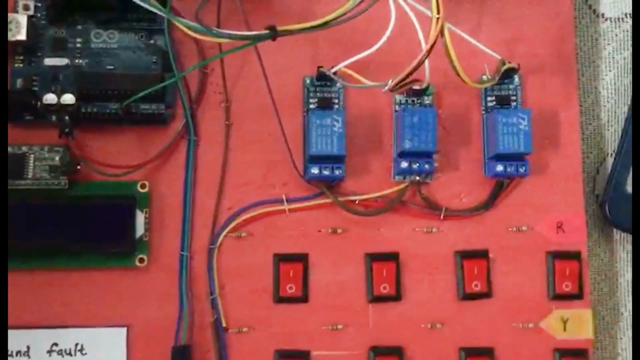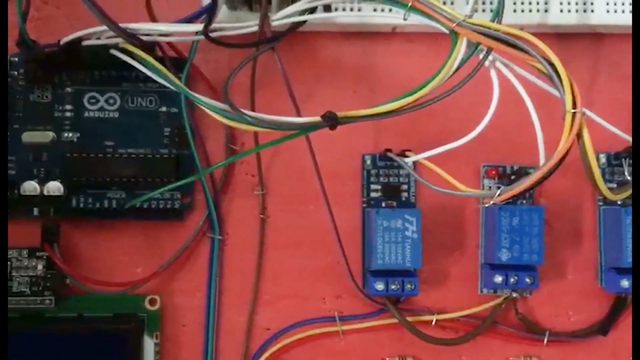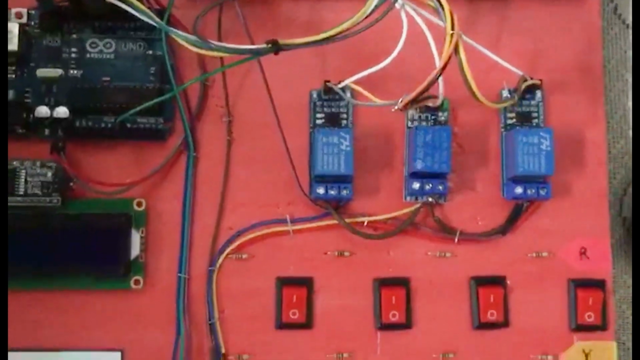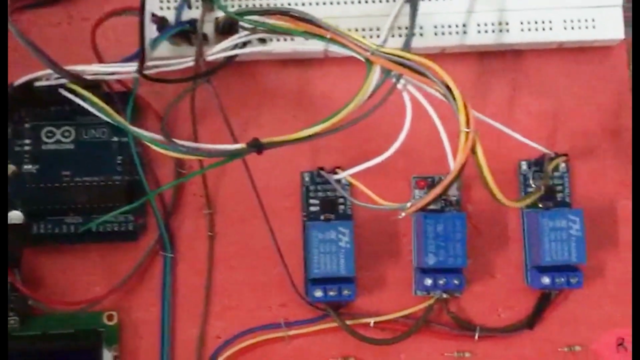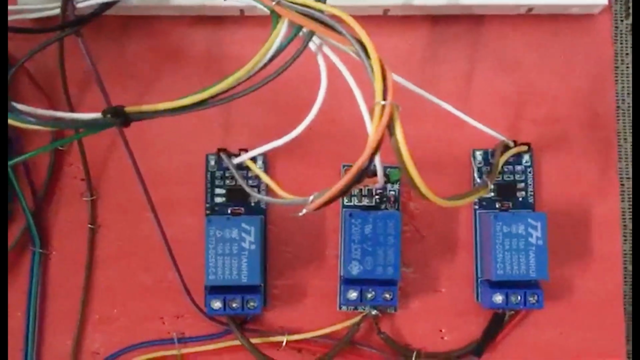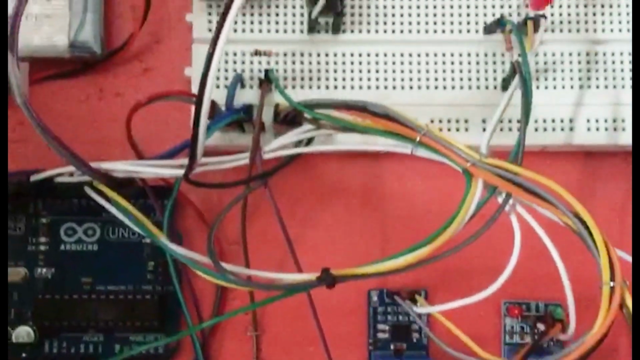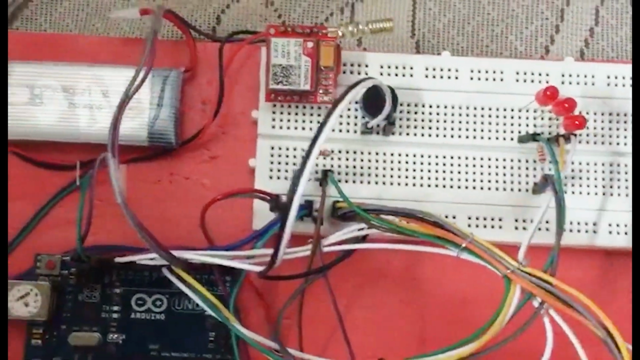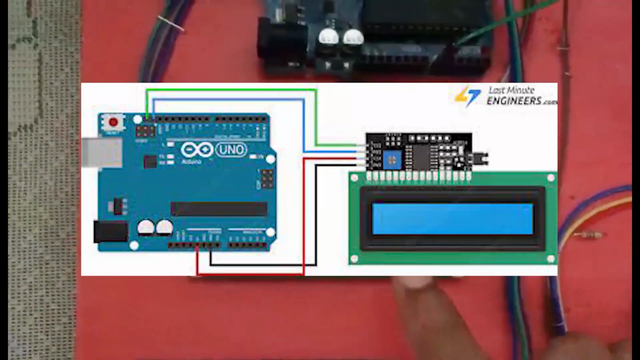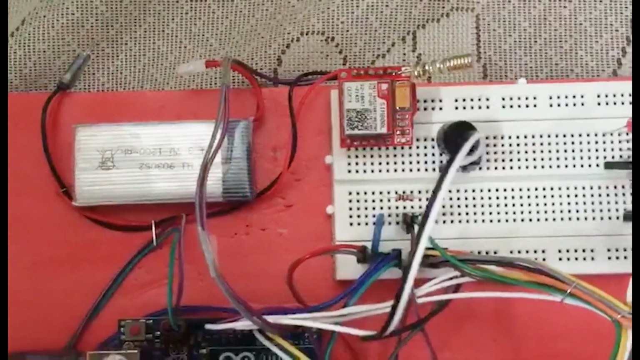Here I'm using a 5 volt relay, and because of that I'm not using a relay driver to boost up voltages. Since I'm using a 5 volt relay, I can easily power it from the Arduino Uno board. The common pins of these relays are grounded, and you can see here I'm using LEDs and buzzers as previously said to indicate faults, and also the LCD and I2C connected as shown on the screen, and also a GSM module to send SMS.